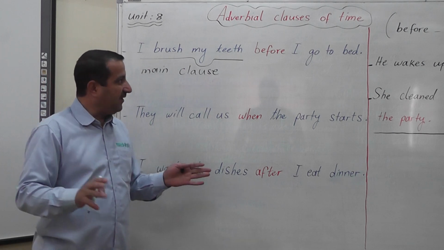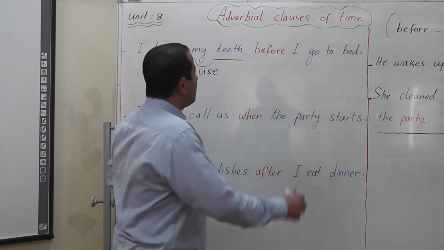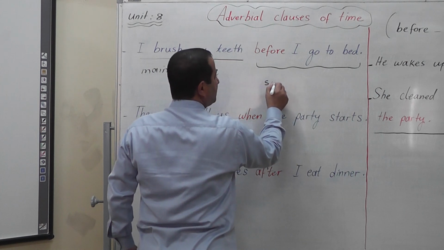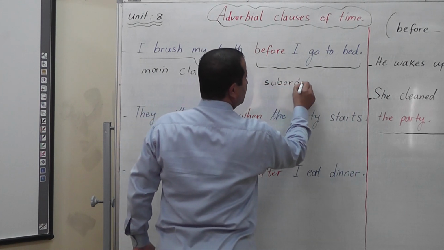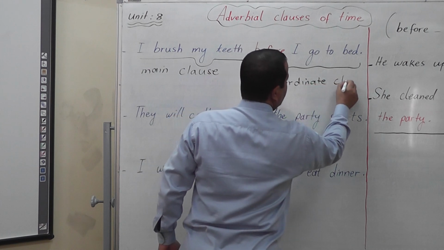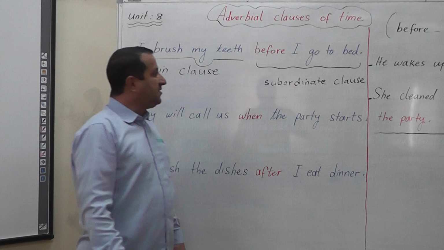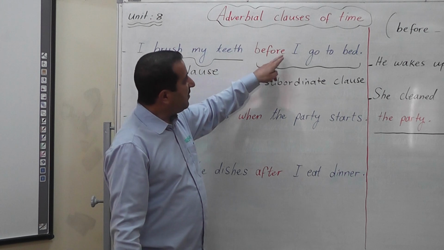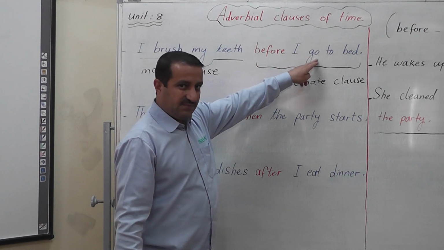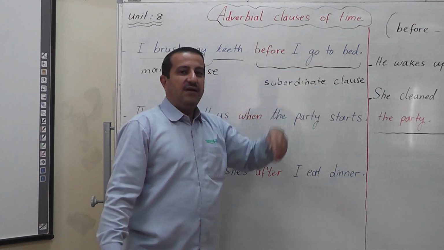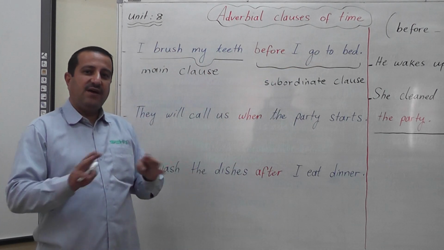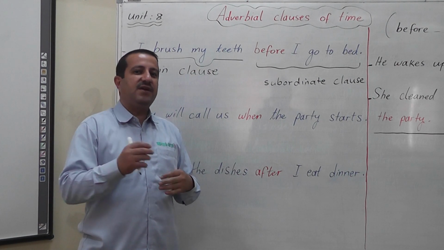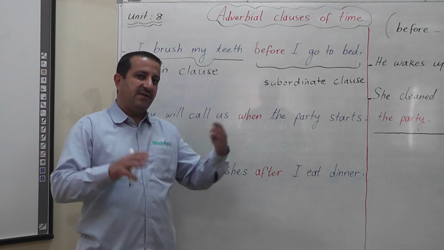The meaning is complete. Before I go to bed, this is another clause. It is called a subordinate clause. So the subordinate clause consists of an adverb, subject, and verb. Before I go to bed. The subordinate clause cannot occur on its own. So if we say, before I go to bed, then I stop, the meaning is incomplete. We have to complete the sentence to give the full meaning.